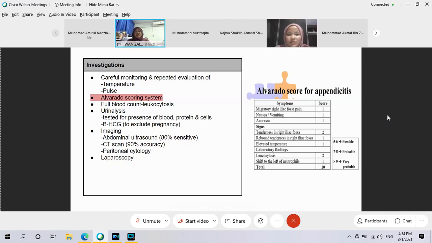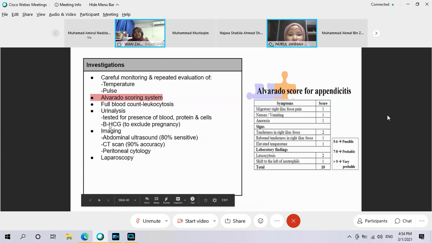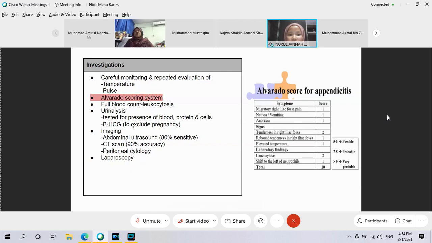Okay. Why do we need to do urinalysis? Urine FEME, urinalysis. Because we want to test for beta hCG to exclude pregnancy. That one is the UPT. Oh, the one above. This one. Urine FEME. Why? What is the purpose?